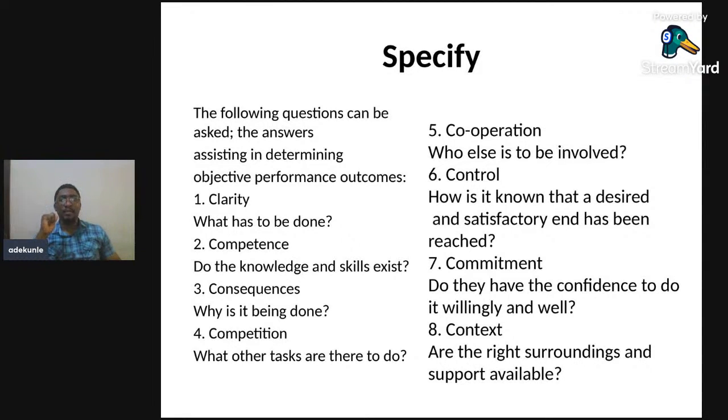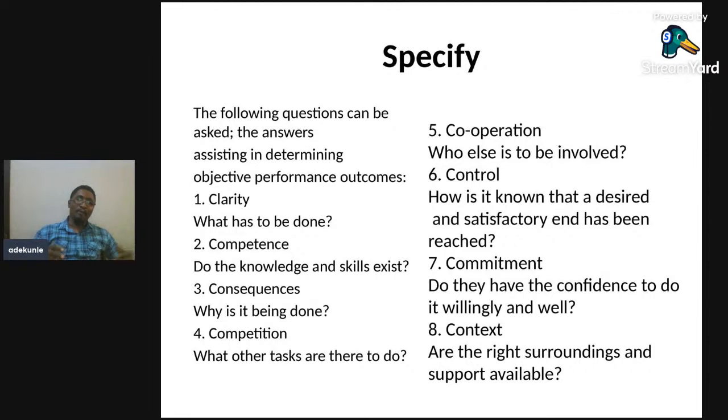The following questions can also be asked in determining the objective performance of any specification. What needs to be asked for us to clearly define the objective performance of any product specification? First, clarity: is it clear? Competence: is it competent enough, do the knowledge and skill exist? Consequence: why is it being done? Competition: what other tasks are there to do? Consideration: who else is to be involved? Control: how is it known that the desired and satisfactory result has been hit?